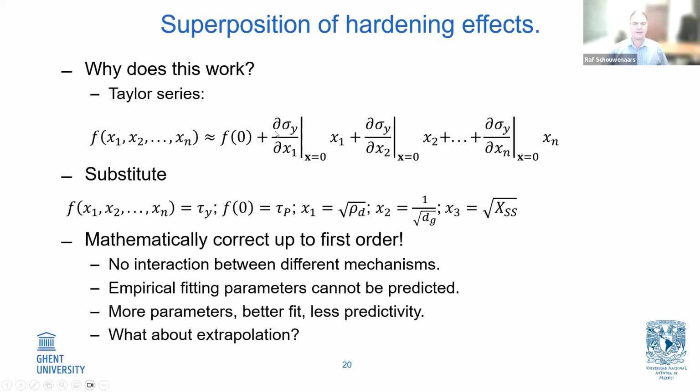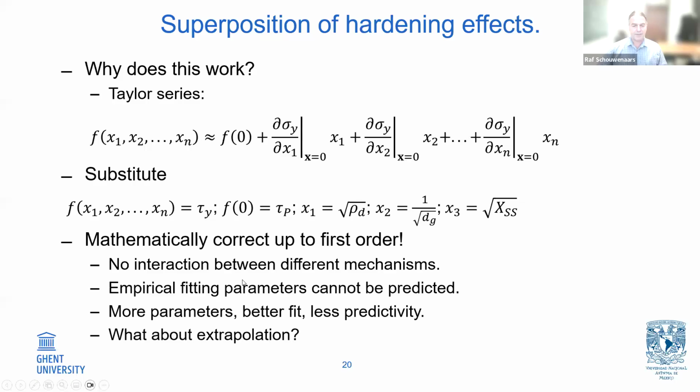So then up to the first order, we just find first derivatives. And we can then say, okay, let this function f be the yield strength. F0 will be the Peierls stress. And then x1, it doesn't need to be rho d. It can equally be the square root of rho d. x2 can be 1 over the square root of the grain size. And so we will be able to get a very good fit to most data. But of course, we cannot do interactions between different mechanisms.